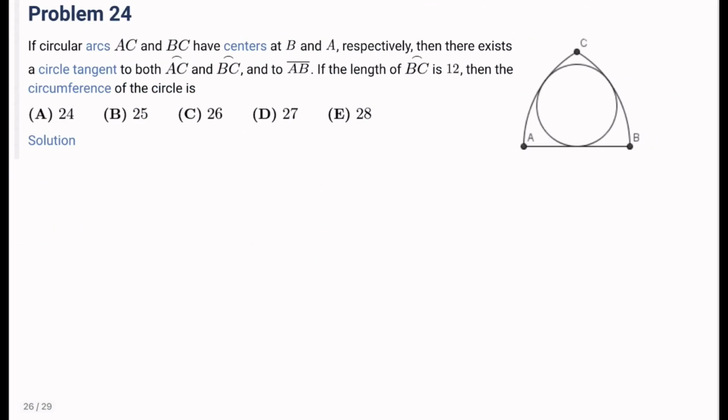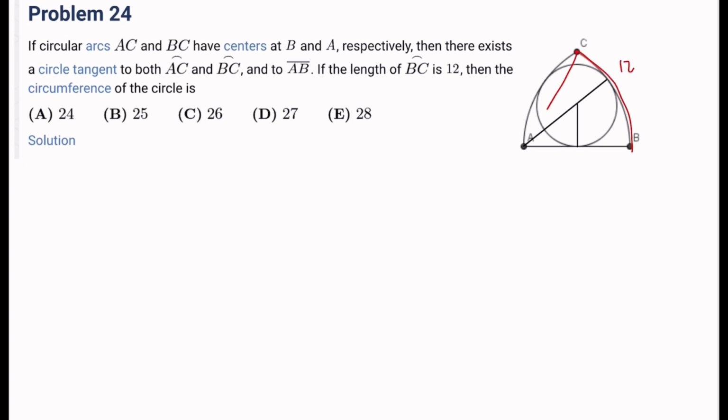Number 24. If circular arcs AC and BC have centers at B and A respectively, then there exists a circle tangent to both AC and BC and to AB. If the length of BC is 12, then the circumference of the circle is, right? Okay, so first of all, we have to draw a line from A to BC and to this tangent point, right? And then if we draw a line from the center to the tangent point, then we will have the radius, right? Since the length of BC is 12, this is 12, right?